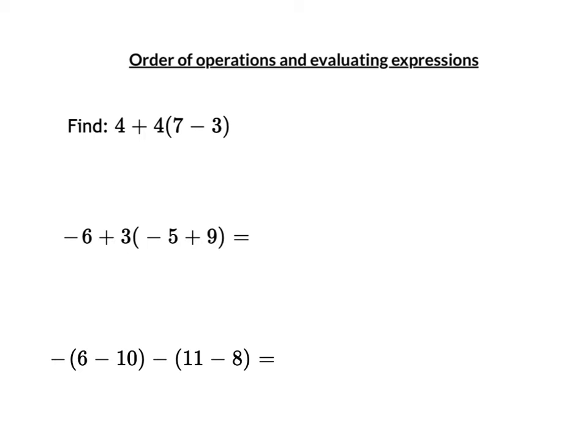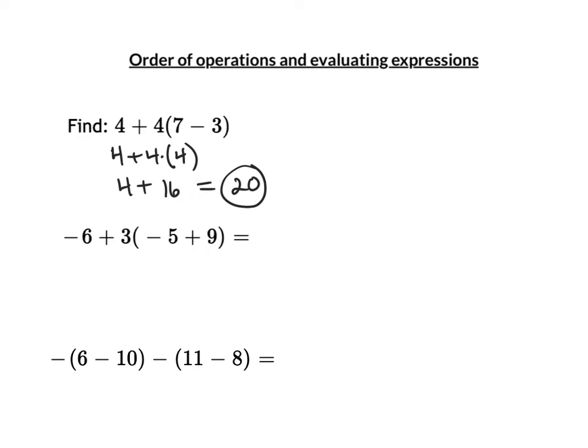Here are some examples with parentheses, grouping symbols. I have to do the parentheses first, PEMDAS. So in the first one, I'll do 4 plus 4, and I'll do 7 minus 3. Hey, that's 4. I have addition and multiplication. Remember, parentheses mean multiply. So I have to multiply before I add and subtract. So I'm going to go 4 plus 4 times 4 is 16. And now I can do the 4 plus 16, and I get 20.